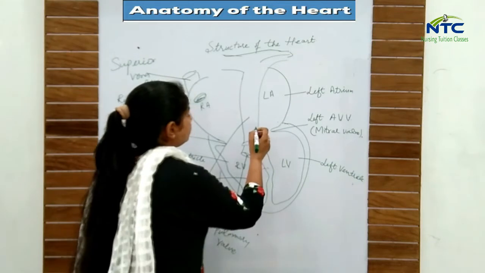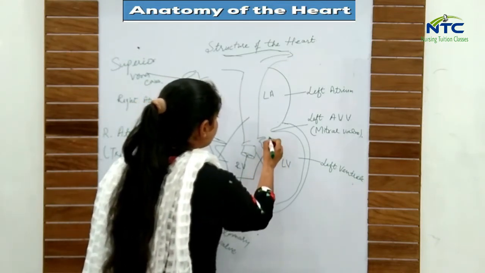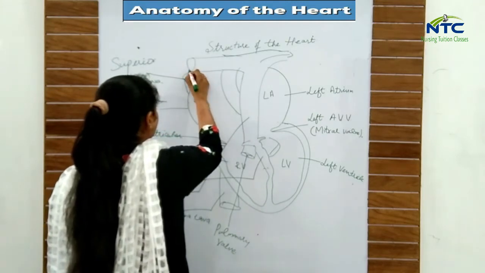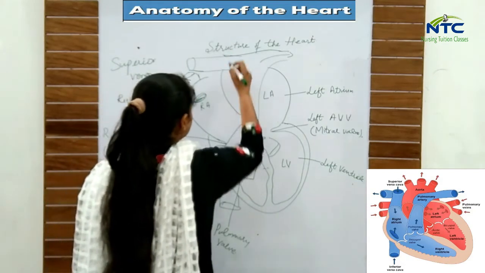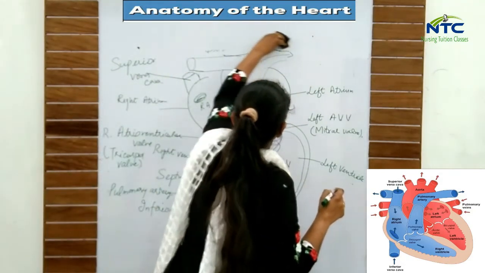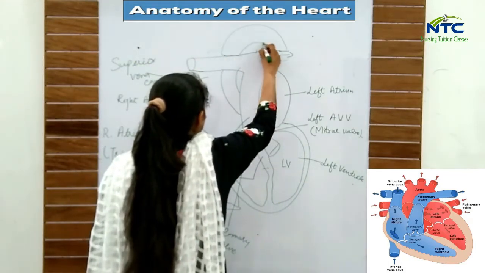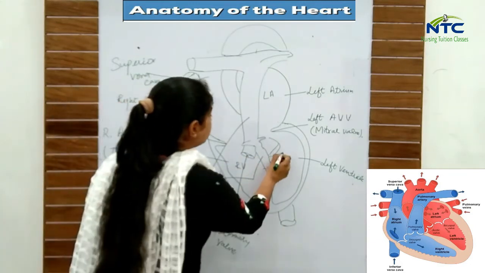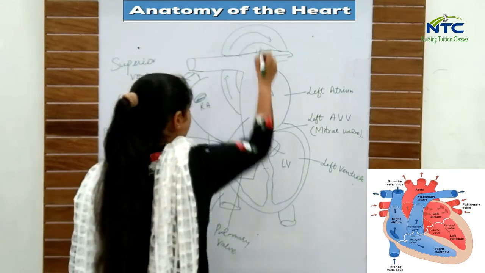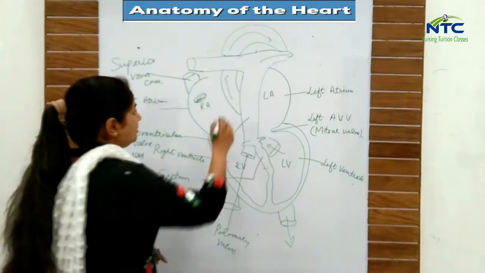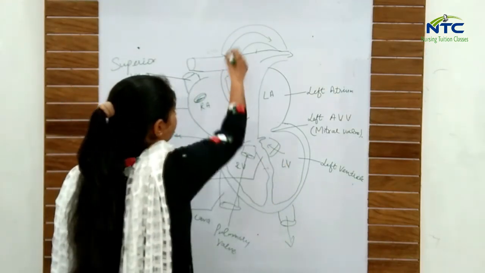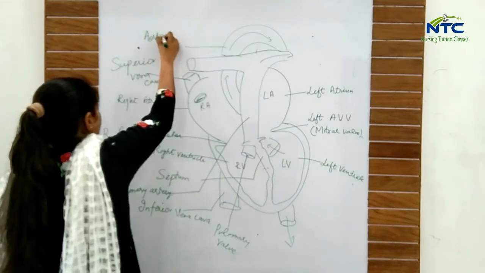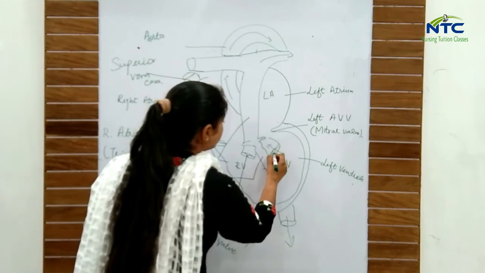In the left side, the aorta originates, which carries oxygenated blood to the whole body organs. This structure, which originates from the left ventricle and carries oxygenated blood to the whole body, is called the aorta. Its opening is controlled by the aortic valve.